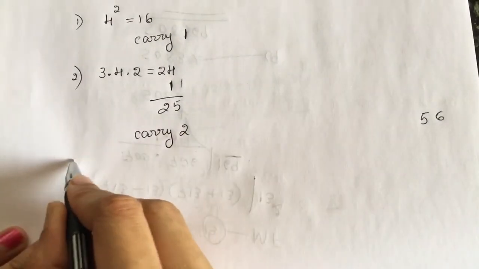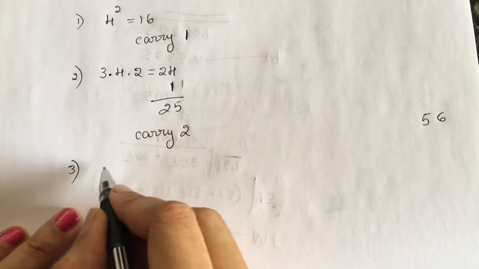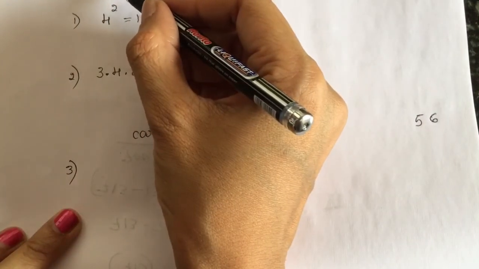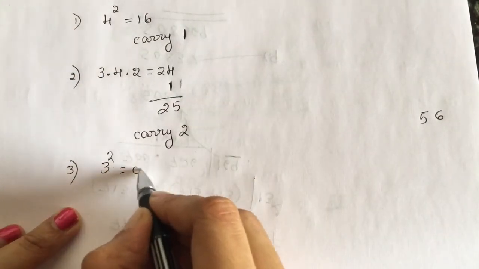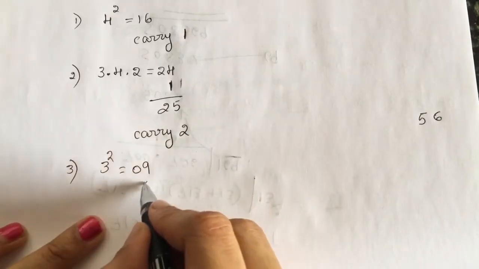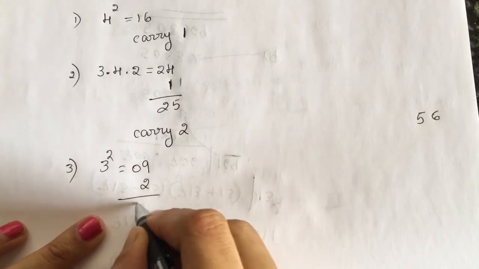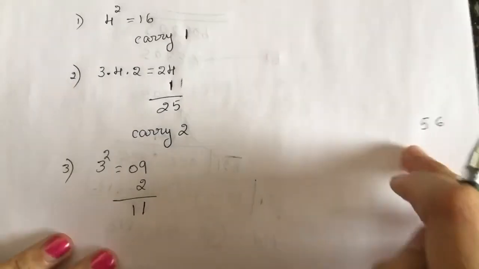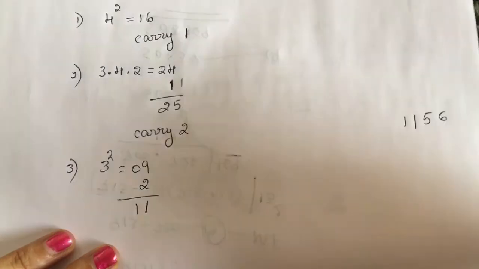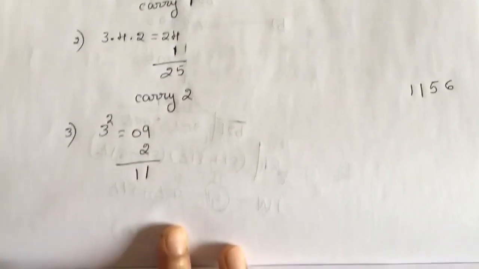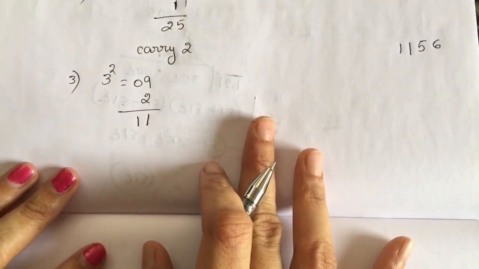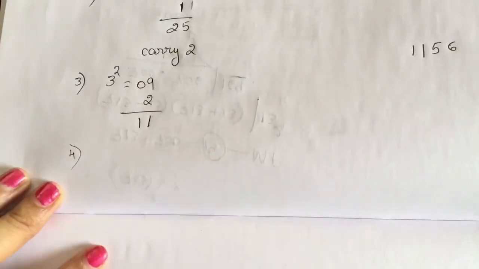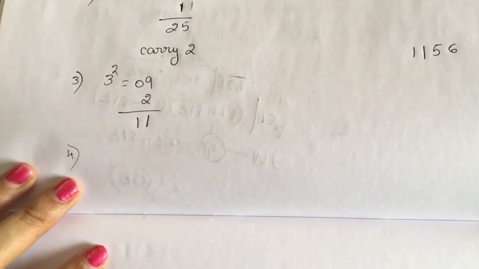Then in the third step, you take the square of this number, the second digit, 3 square, it is 9. Then you add this to the carry, so that you are going to get 11. Now you write 11 to this. This step is clear. Then what you have to do is, you just have to multiply the last two digits, that is 1 into 4. Then take a double of it.